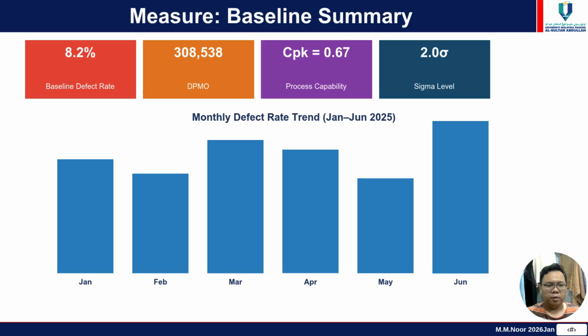The baseline results show a defect rate of 8.2%, a DPMO of 308,538, a CPK of 0.67, and a sigma level of approximately 2 sigma. These findings confirm the need for immediate improvement efforts.